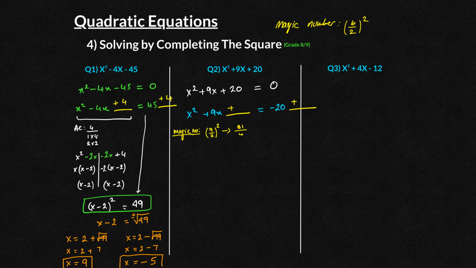So now I've got x squared plus 9x plus 81 over 4 equals minus 20 plus 81 over 4. Right, now this part you can still do a times c, but it's going to be a bit difficult to get the factors of that.